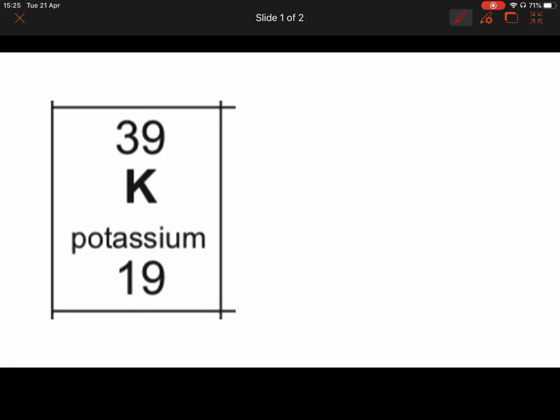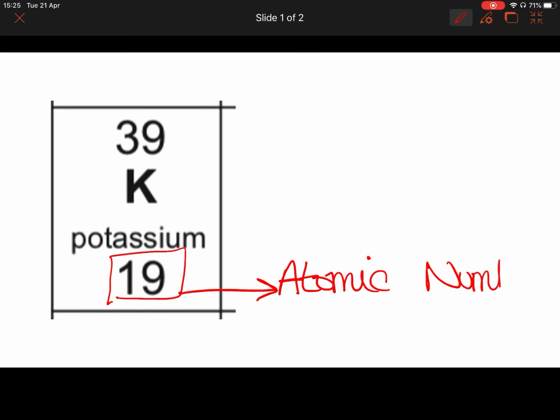You will always see in your exam the lower number on the bottom. Sometimes on the internet they're the other way up, but in your exam you will always have the lower number on the bottom. So in this case we've got 19. This bottom number is referred to as the atomic number, or in more layman's terms, we also might call it the proton number.